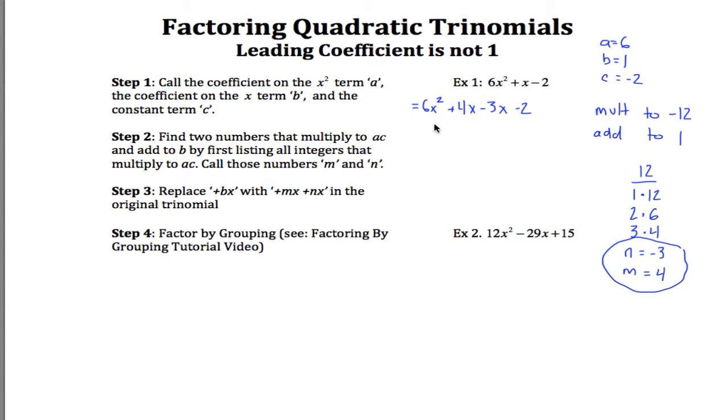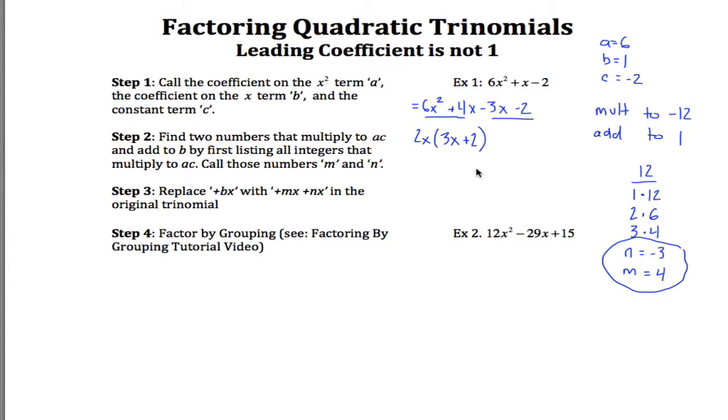When you factor by grouping, so I'm down to step 4 here, what you do is you group. You say, all right, I got these two terms here, 6x squared plus 4x, and their greatest common factor is 2x. If I pull out a 2x from 6x squared, I'm left with 3x. If I pull out a 2x from 4x, I'm left with 2. What I'm saying is these two terms right here have a greatest common factor of 2x, and if I factor out that 2x, I'm left with 3x plus 2.